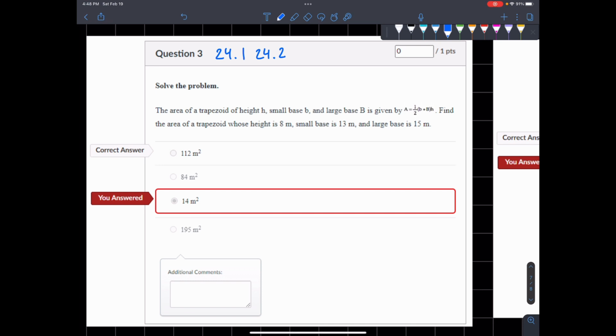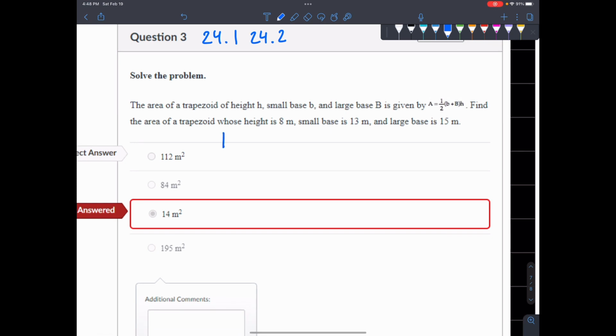The area of a trapezoid of height h, small base b, and large base capital B is given by the formula there. Find the area of the trapezoid whose height is, okay, so I'm going to write this down. Height is 8. Small base is 13 meters. And large base is 15 meters. And now all we have to do is just plug and chug into this formula here.